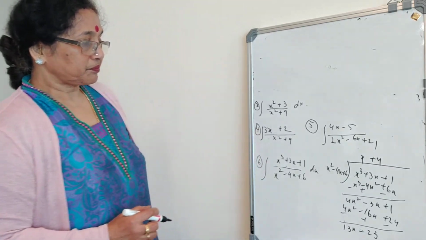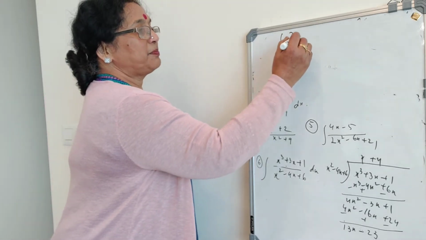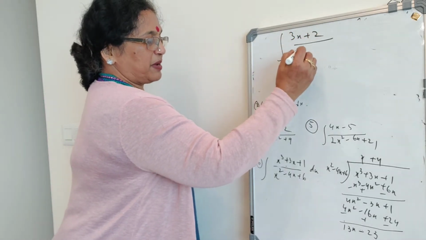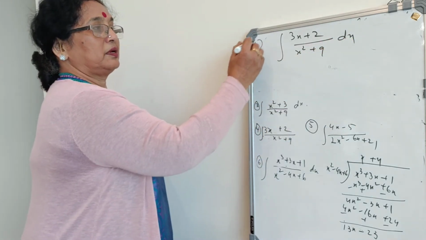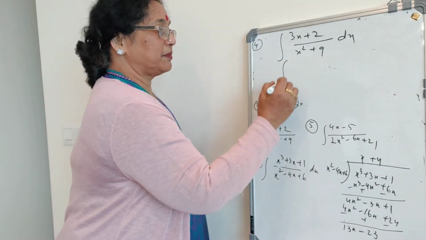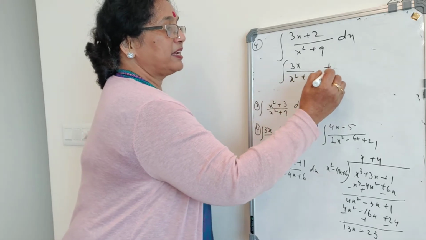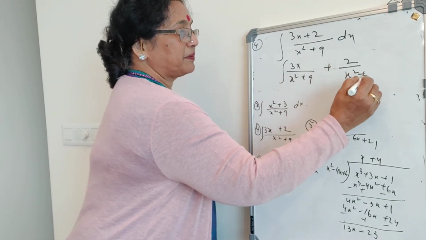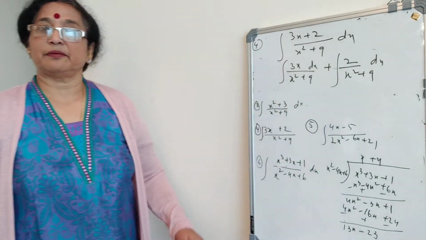So here, this one, suppose you are given 3x plus 2, please see, children, x square plus 9. Okay, sum number 4. So what do you do? You just separate them. 3x divided by x square plus 9 and 2 by x square plus 9, dx. I've separated them.